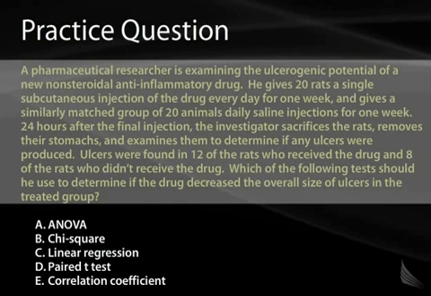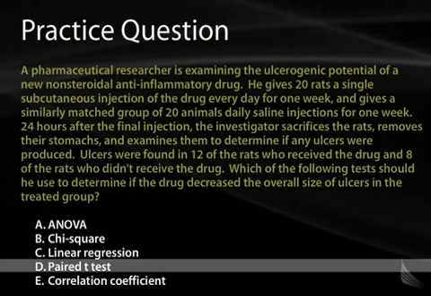Well, one must be careful here. You need to look at the variable that's being compared. The variable being compared in this question is not whether or not rats developed an ulcer. The variable here is the size of the ulcer. The size of the ulcer is a quantitative variable. It can be measured in whatever units are desired, but those units can be subdivided with an infinite level of precision. Whenever one is looking at quantitative variables and comparing two groups of quantitative variables, the appropriate statistical test is a t-test. For that reason, the correct answer here is D, t-test.